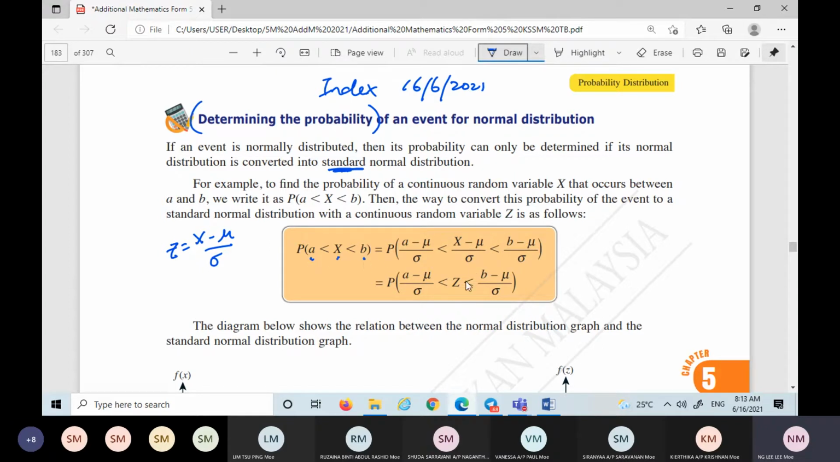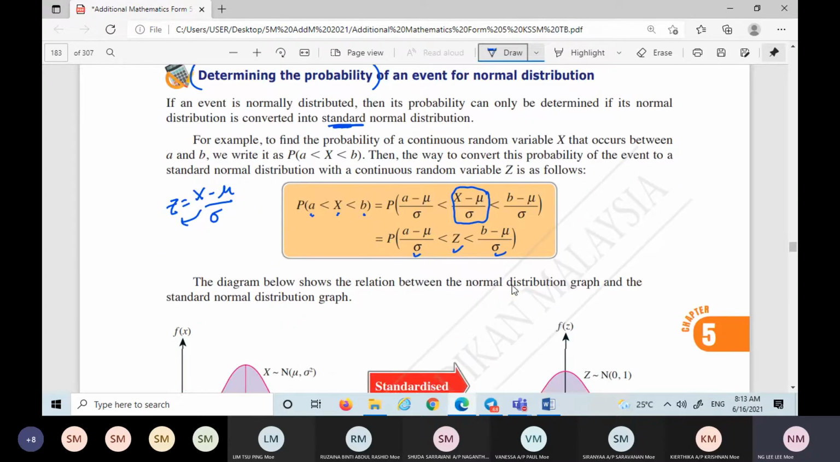Then on the next line, you can write this one as Z already, because X minus mu divided by sigma is Z. Then you can write it as Z already. Then normally the A may be a number, so you can get the answer for this, and then this one also. Then read from the table.